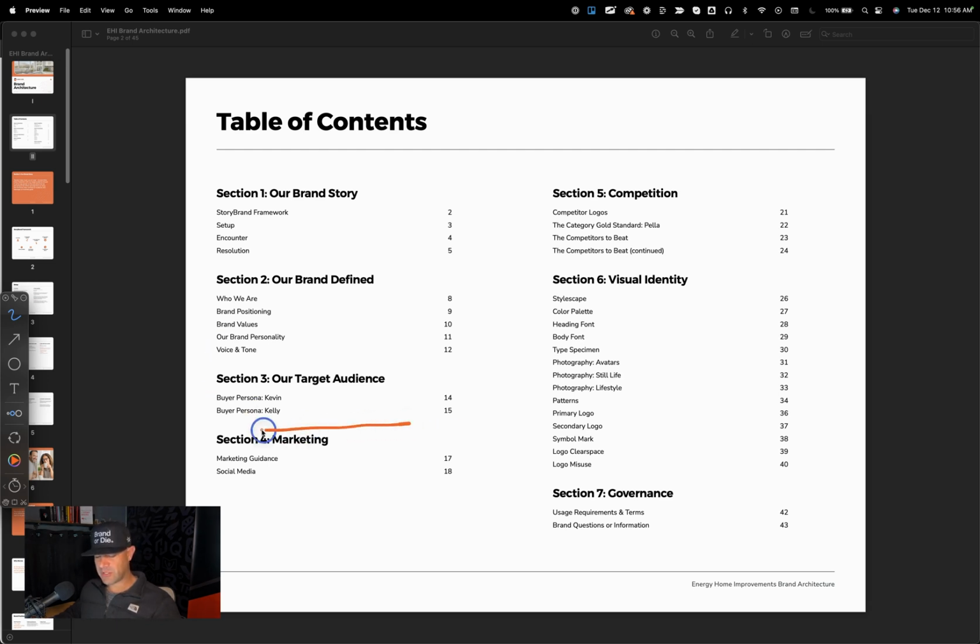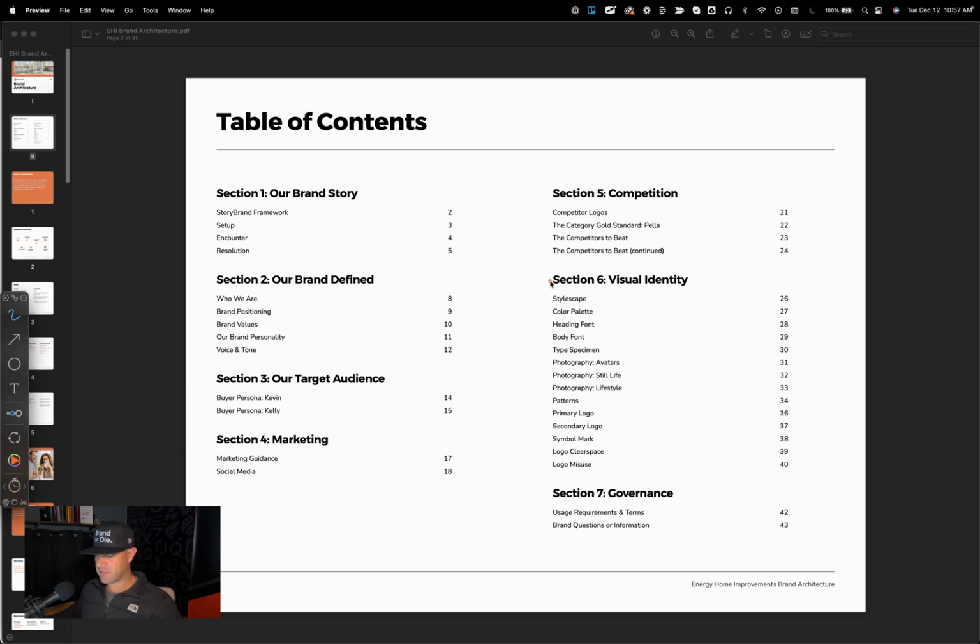We always have a section about our target audience, and sometimes we have one persona, sometimes we have two personas or more, but usually it's about one or two to start off with. And this brand has two personas, and there's an important reason for that. There's usually a little marketing section, and for some clients it's more robust. Then we look at the competition. We want to see who our competition is, how we stack up against them, and what our strategy is going to be to compete. And then we look into the visual identity.